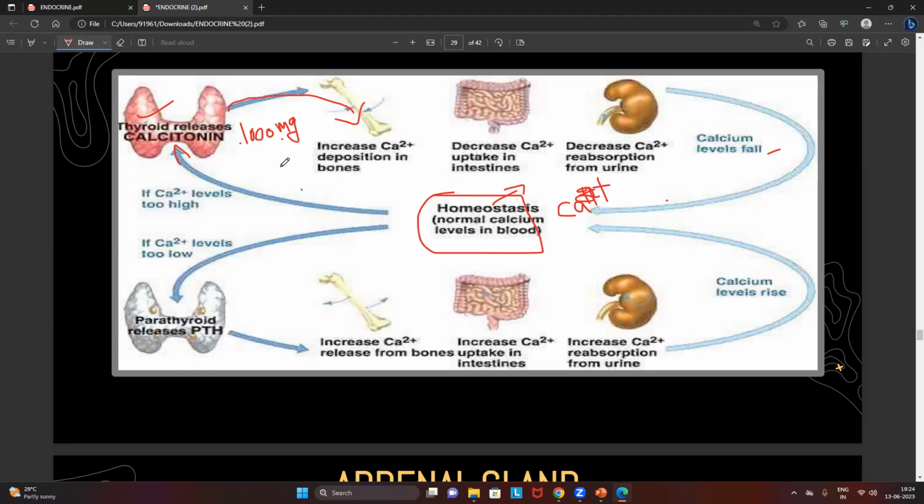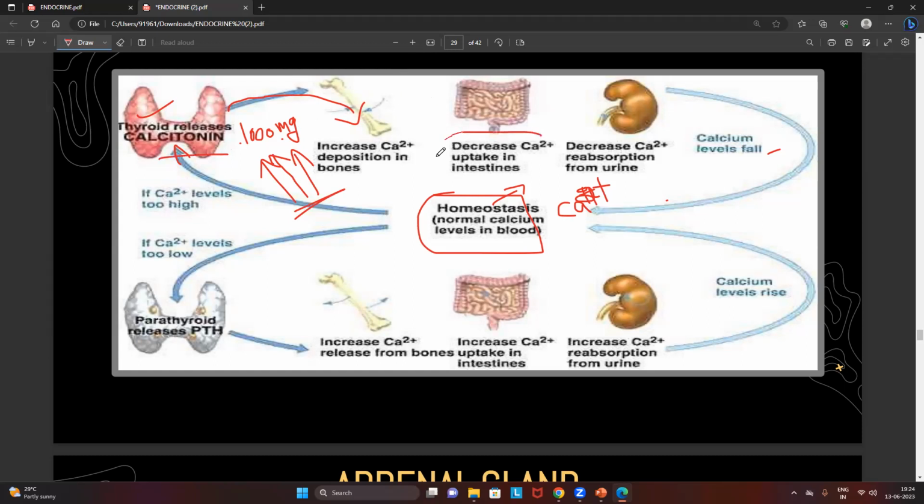But what is happening? Once again, the calcium is coming. Once again, the calcium is releasing. Now, what do we have to do now? How much can we store? You can't store the entire calcium. Now, what do you have to do? First of all, you have to stop the production. So then what will the calcitonin do first? Whatever the excess calcium is there, it will store first.